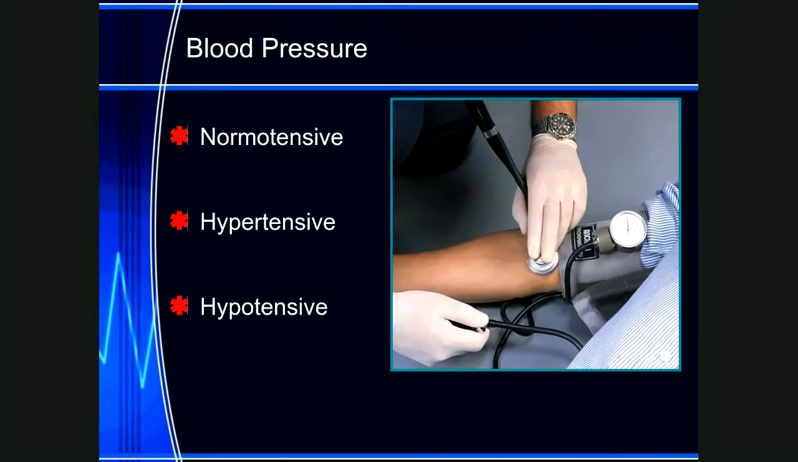So when we take a blood pressure, we have 3 types of blood pressure. Our patient could be normotensive, hypertensive, or hypotensive. Normotensive would be a normal blood pressure. Hypertensive would be a high blood pressure, and hypotensive would be below recommended normal blood pressure.